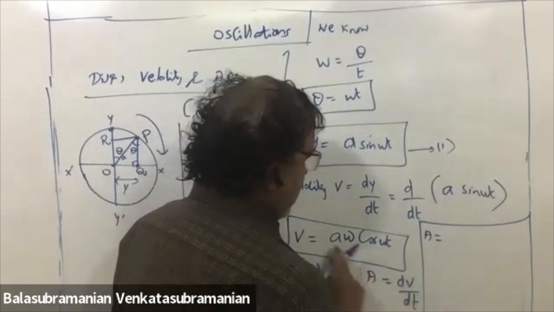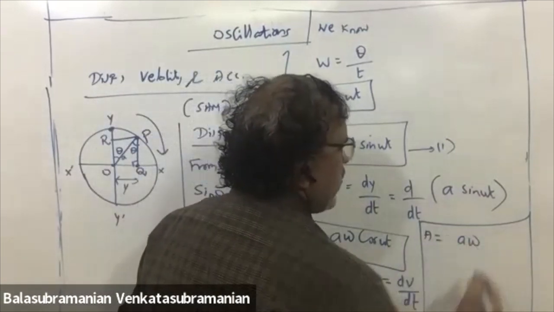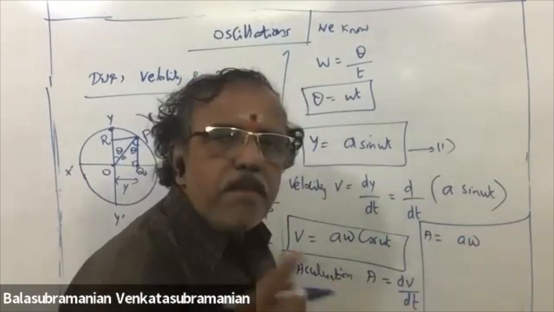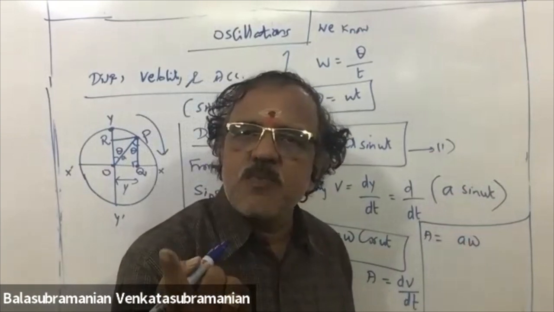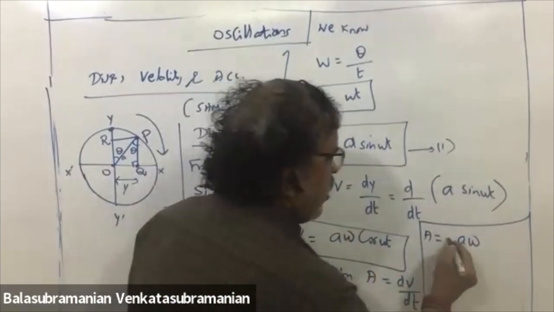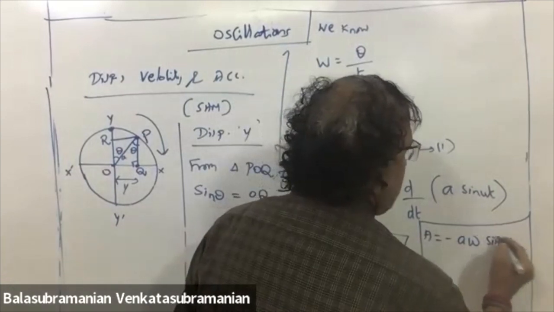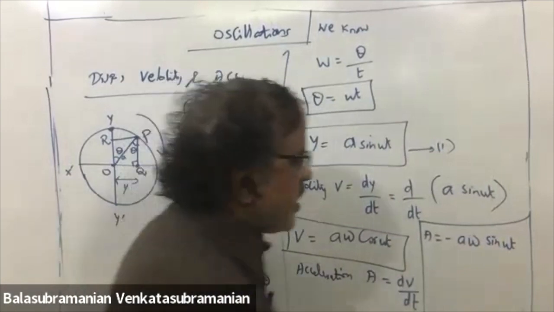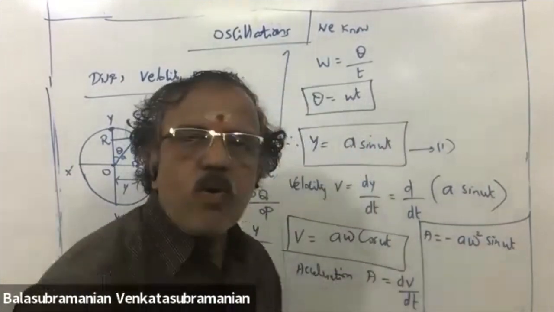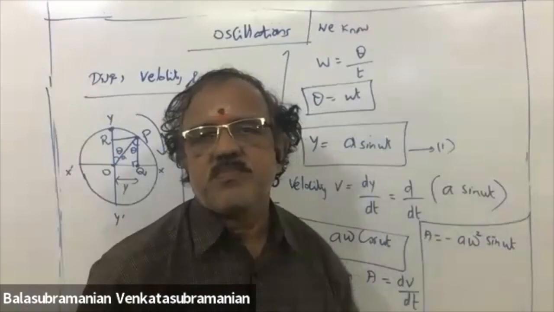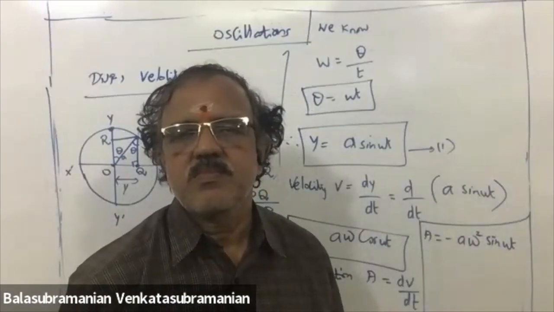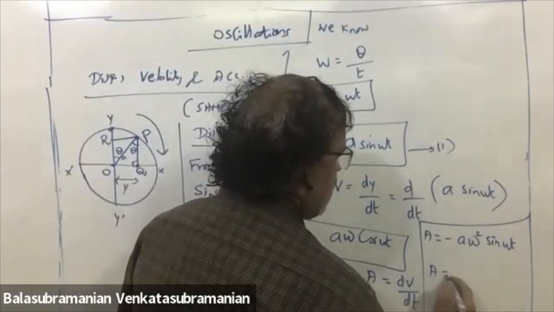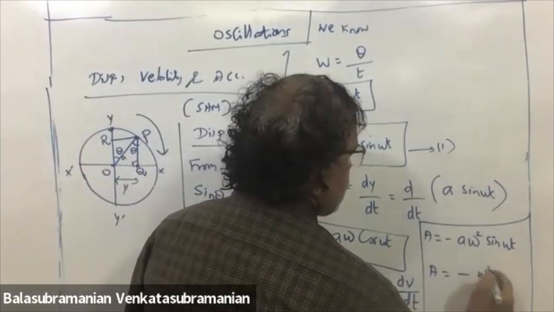Differentiate. What will you get? A omega constant, take it out. Differentiation of cos omega t. Cos theta differentiation is minus sin theta. So I will get minus sin omega t, into omega t differentiation, omega. So you will get omega square. Correct? So acceleration is minus omega square.